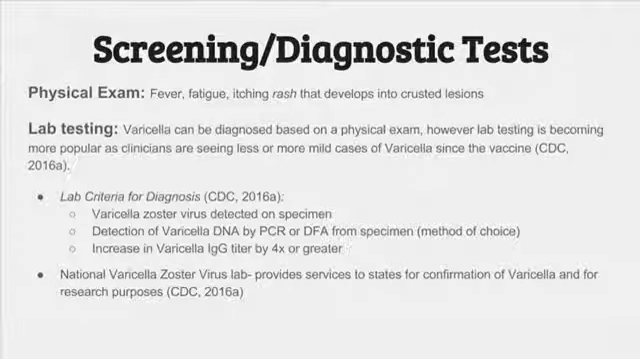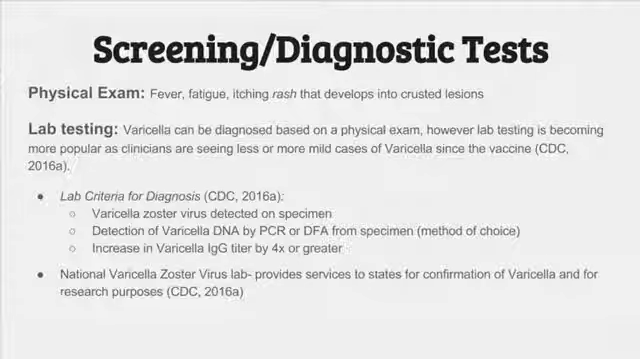Varicella can be clinically diagnosed based on a physical exam if the patient presents with fever, fatigue, and an itching rash that develops into crusted lesions. Because the incidence of varicella is decreasing, many providers may choose lab testing to diagnose varicella. According to the CDC, lab criteria for diagnosis includes one of the following: varicella zoster virus detected on specimen, a detection of varicella DNA by PCR or DFA from specimen, which is the method of choice, or an increase in varicella IgG titer by 4 times or greater.